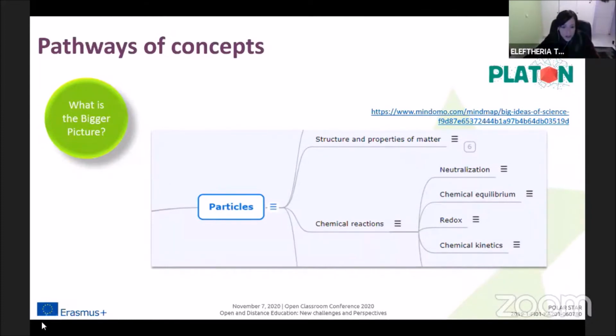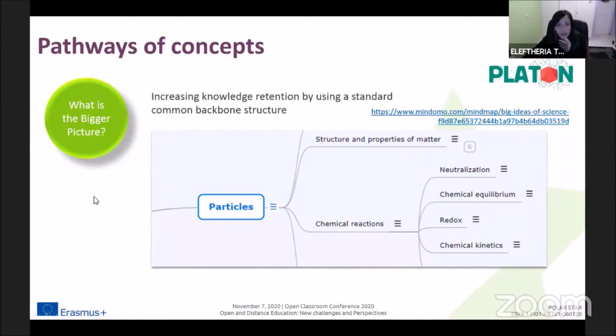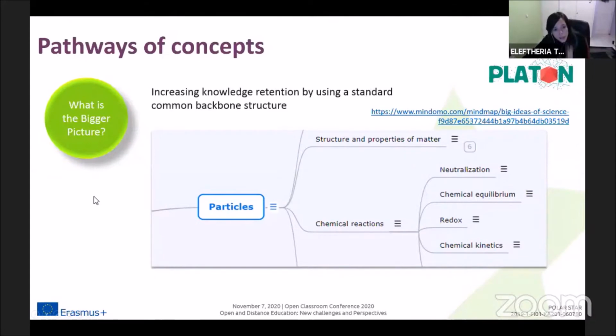So this is our map of ideas, which is the baby of Platon. Or this is what we did in Platon. And this is the part where we use this standard common backbone structure, which is for all science disciplines, and we use it to increase knowledge retention for the core ideas in particular.